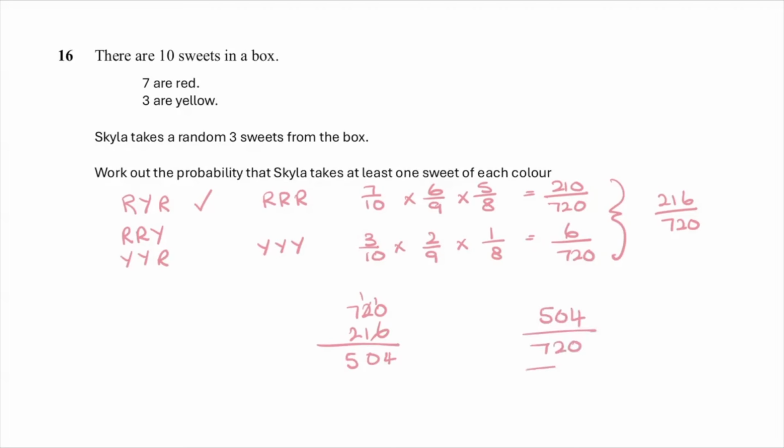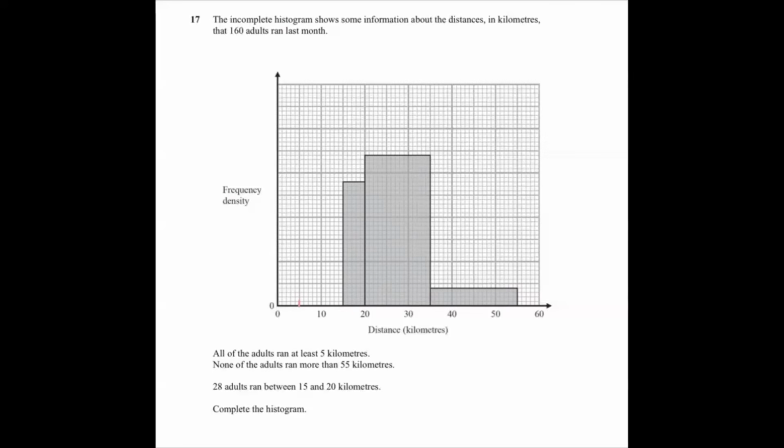And that would be 504 over 720. If you cancel, that's absolutely fine. It hasn't asked for that. We don't generally cancel. But if you did and you got all the way to the simplified fraction, it would be 7/10.